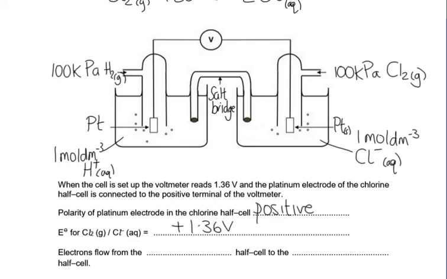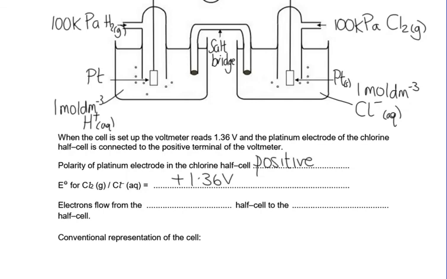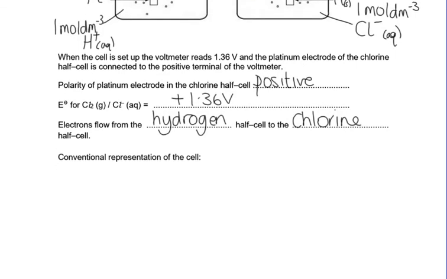Now electrons always flow to the positive, so electrons are going to flow from the hydrogen half cell, the platinum of the hydrogen half cell, to the chlorine half cell, the platinum of the chlorine half cell. Remember that they flow to the metal, the platinum bit. So what was our conventional representation? Salt bridge in the middle, hydrogen half cell we should be getting good at by now.